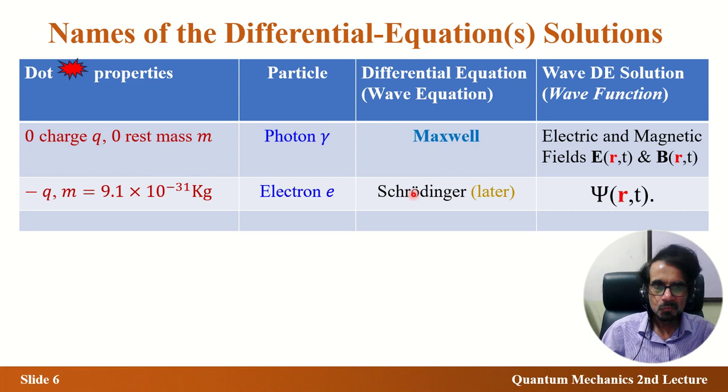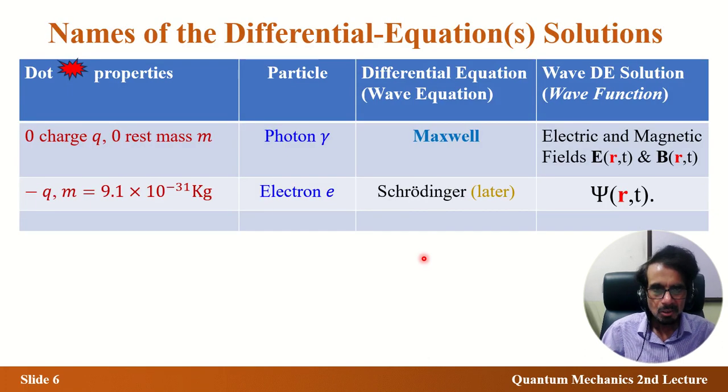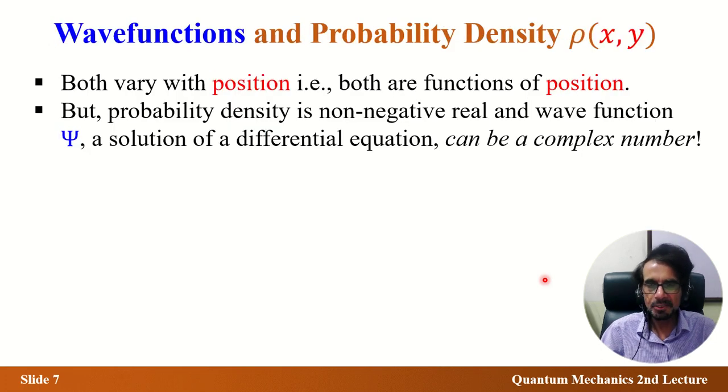And the differential equation is the Schrodinger equation, which comes later toward the middle of the course, and the solution of that differential equation is called psi. If it is a function of both position and time, that's a capital psi. It's more usually called a wave function, although electromagnetic fields are also wave functions. So what you have to do is, when you have found a wave function, next you have to predict probability. But there's a problem.